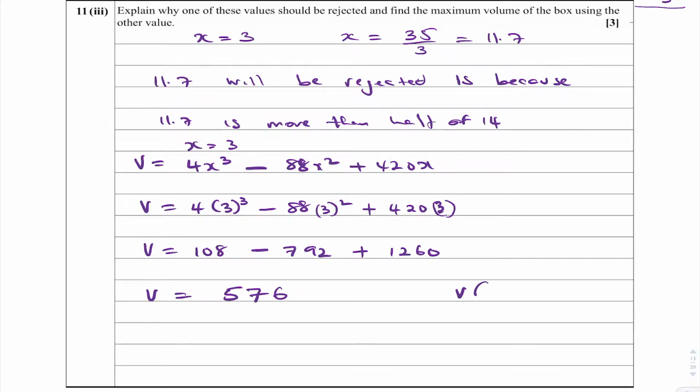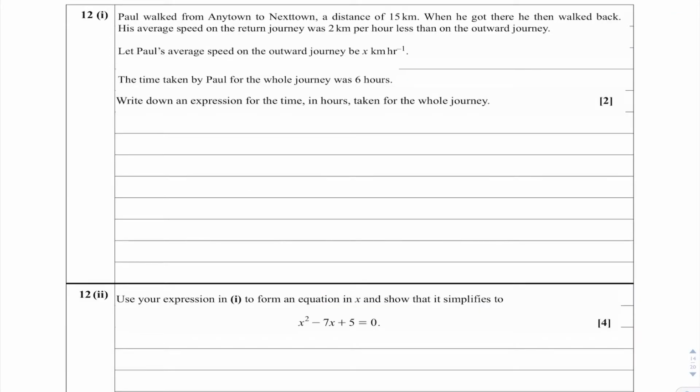For V has a range where x is between 0 and 7. That's the value for the maximum value of V. So that'll be 5760.